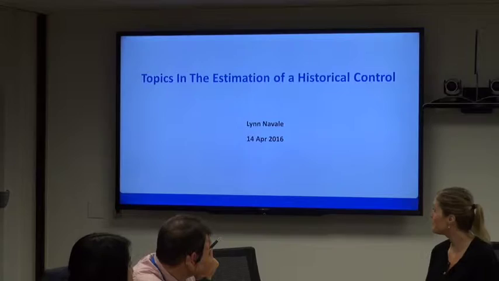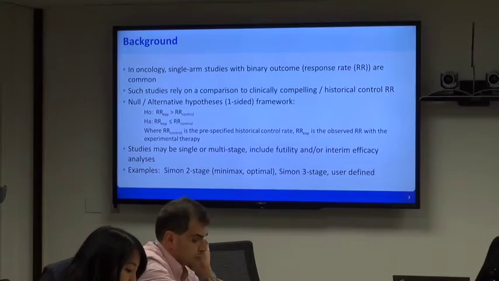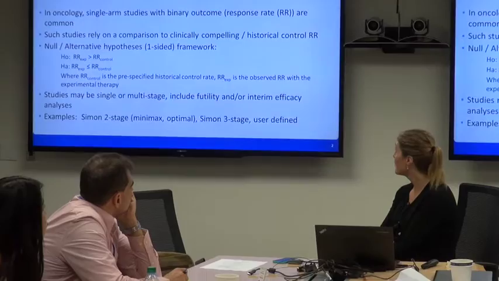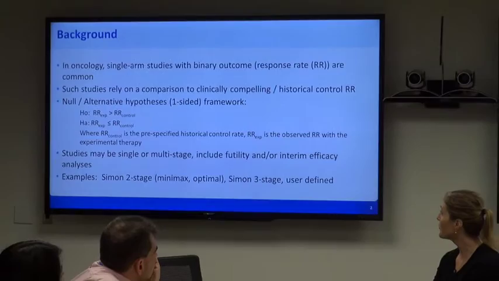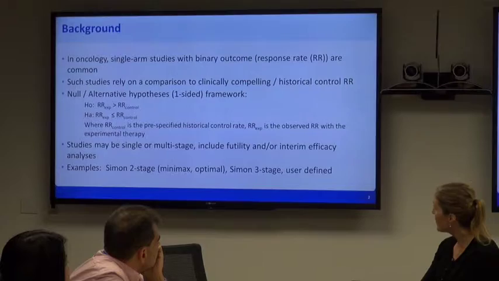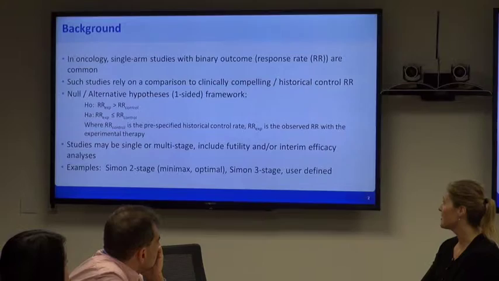So in oncology, single-arm studies with a binary outcome are very common. I think we've probably all worked on these at some point in our time. The fundamental framework is that they rely on a comparison to a clinically compelling or historical control response rate. The setup of the null and alternative hypotheses is very simple. The null hypothesis is that the experimental response rate is less than the control, and the alternative is the opposite.